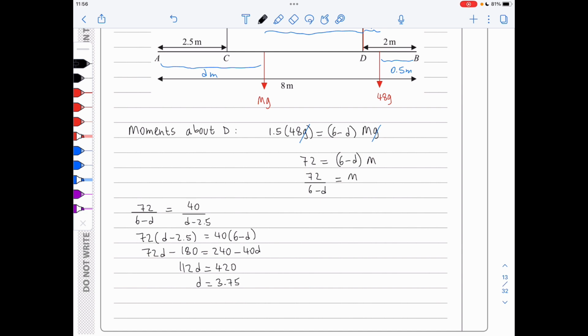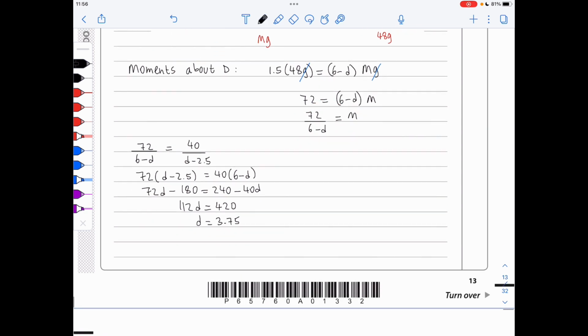Remember, we are after the value of capital M, so I will go back and substitute into the expression here. So capital M is 72 over 6 minus 3.75, and this turns out to be 32.